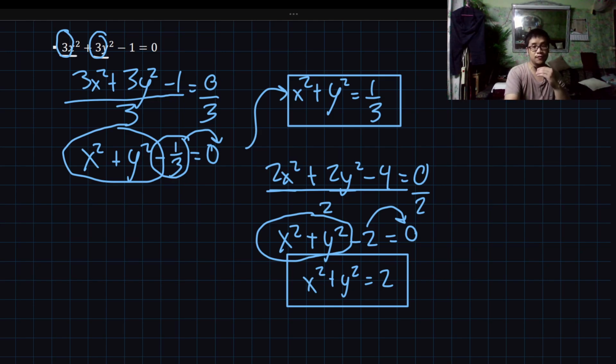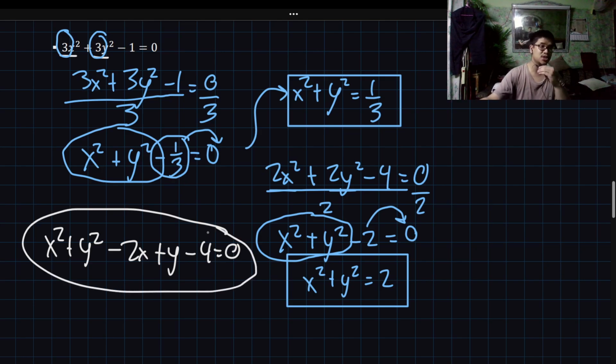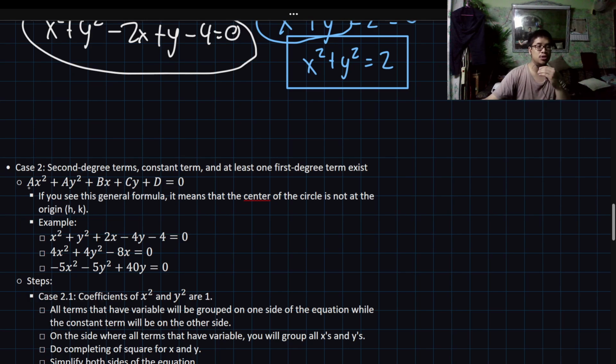But what if we have x squared, y squared, and a constant term, but there is x, y, or both of them? Like, for example, I have x squared plus y squared minus 2x plus y, then a number. What am I going to do when it comes to this case? So here we will have case 2. Case 2: we have second degree terms, a constant term, and at least one first degree term exists.